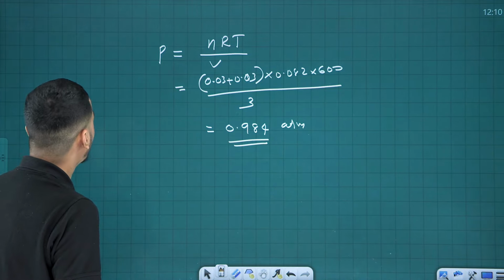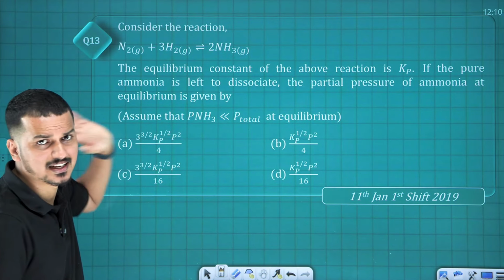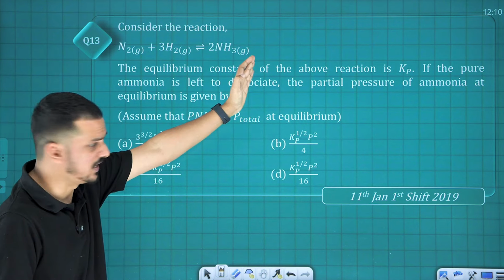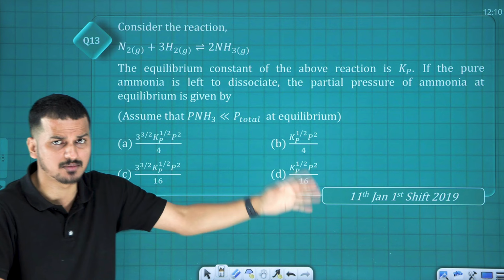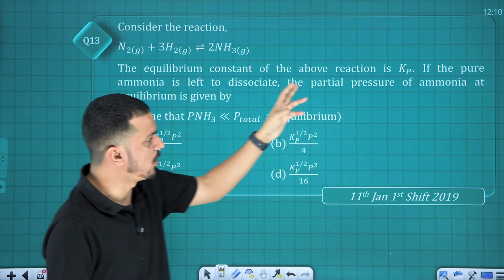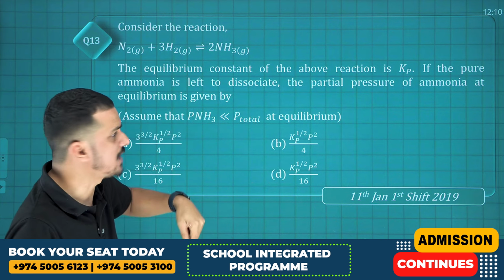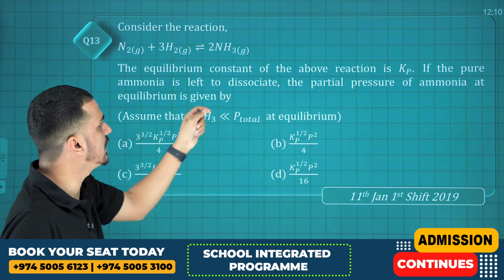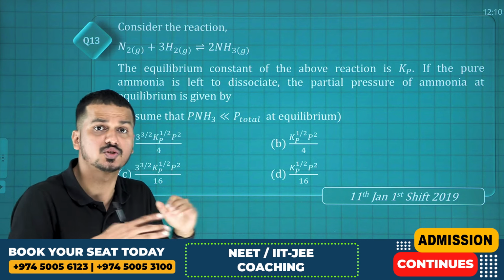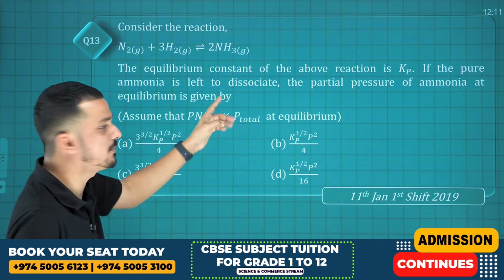Question number 13. Here you can see they have given the reaction N2 plus 3H2 reversibly gives 2NH3. It's a 2019 question, a very important question. Listen very carefully. The equilibrium constant of the above reaction is Kp. Now they are asking, if pure ammonia is left to dissociate, the partial pressure of ammonia at equilibrium is given by?